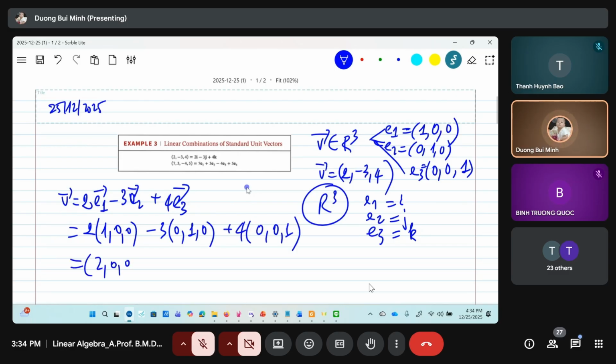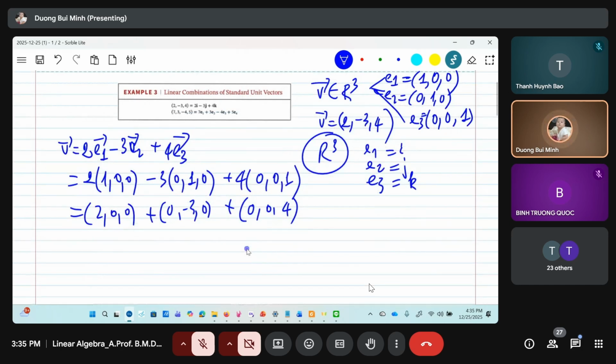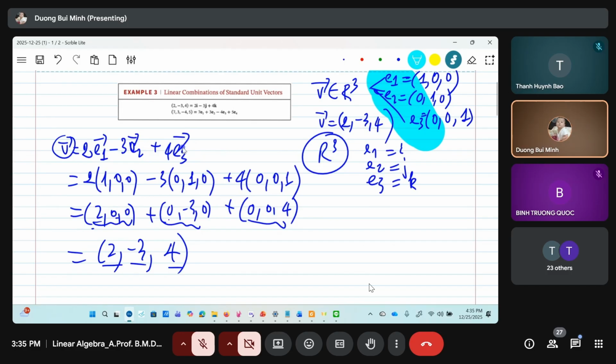So here you get 2, 0, 0. Here you get 0, minus 3, 0. And then 0, 0, 4. Now we have these vectors added together. You get 2 plus 0 plus 0 is 2, 0 plus minus 3 plus 0 is minus 3, and 0 plus 0 plus 4 is 4. So you get 2, minus 3, 4. And yes, any vector we can express as a linear combination of unit vectors.